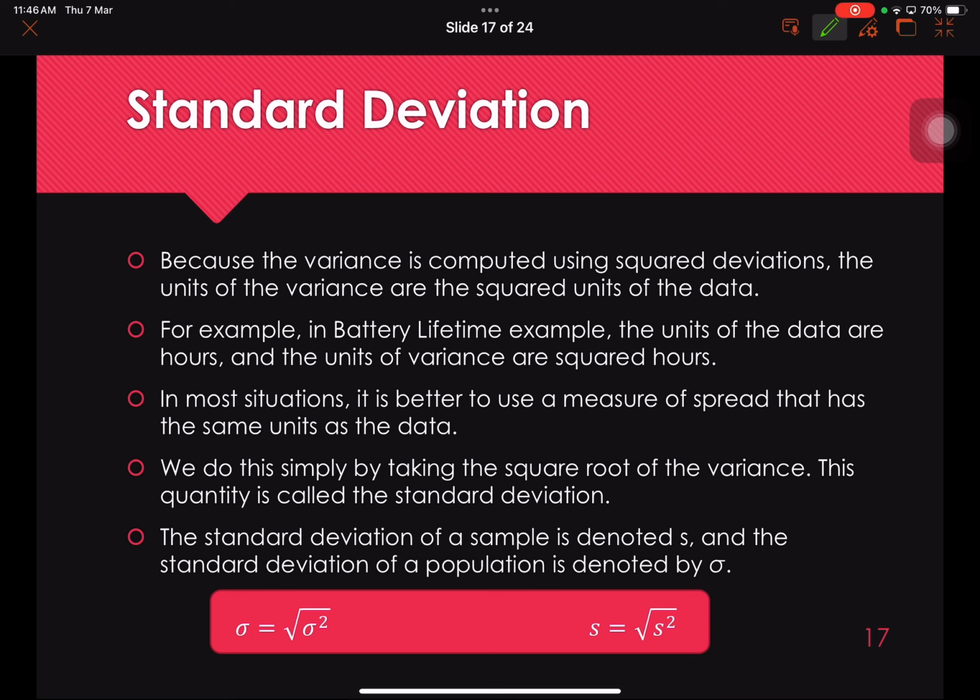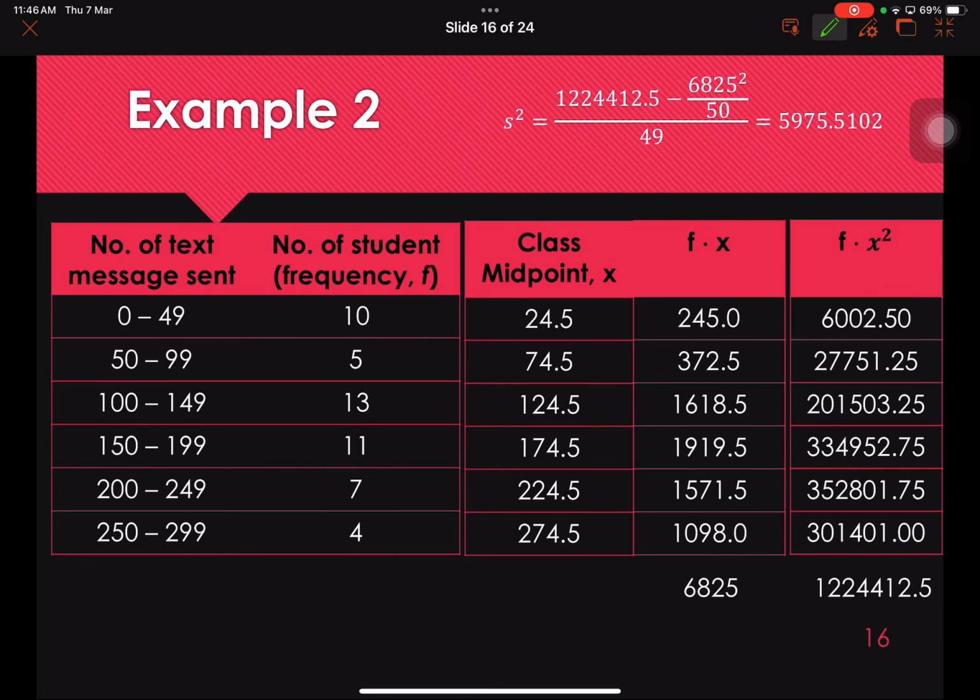Okay. So if we square there, it means the unit of our measurement is squared, because the variance is computed using squared deviations. So the units of variance are the square of the units of the data. What does it mean? Go back to your examples there. You get 5975.51. Do you know what this is? Variance, correct?